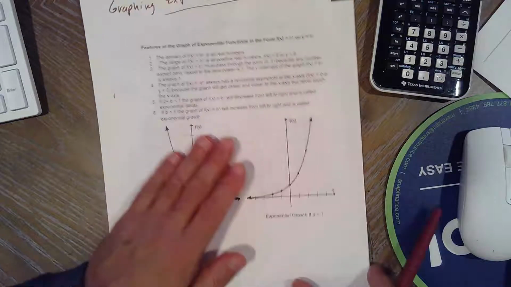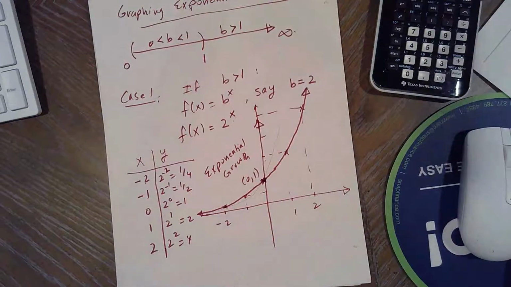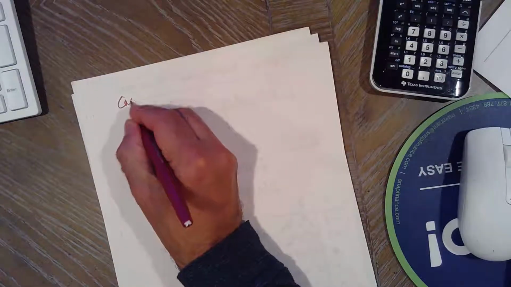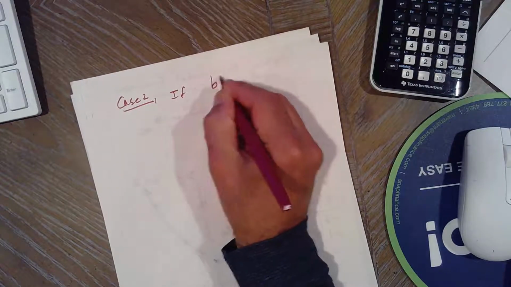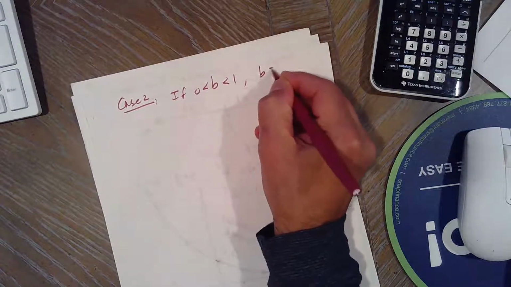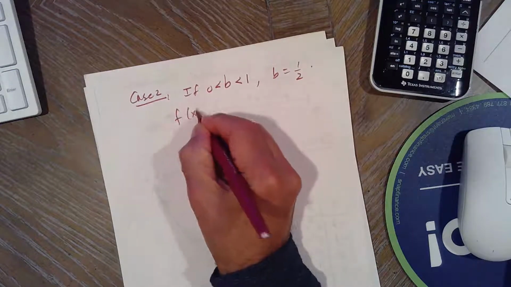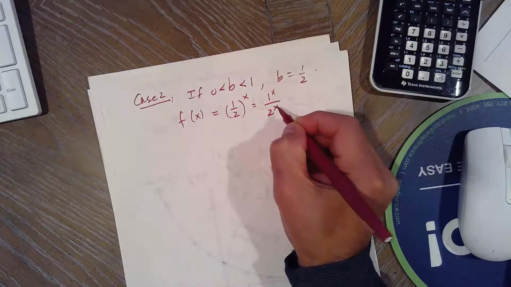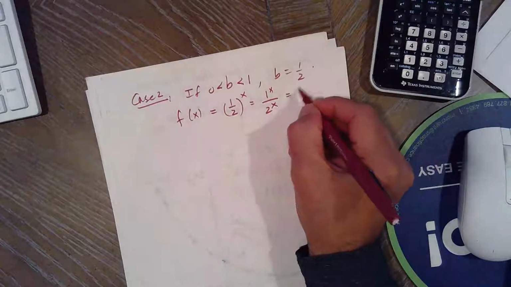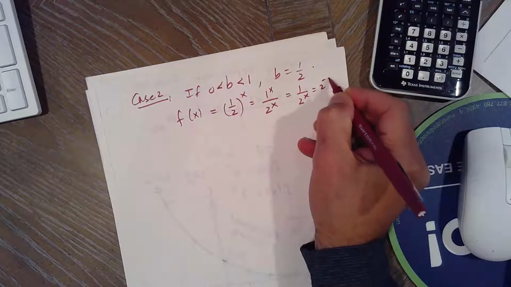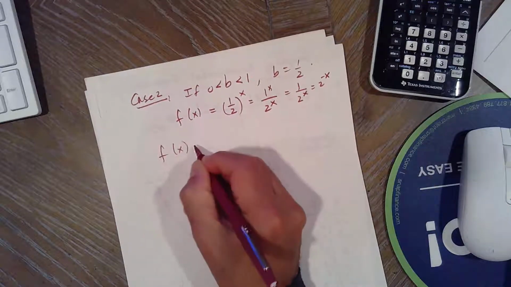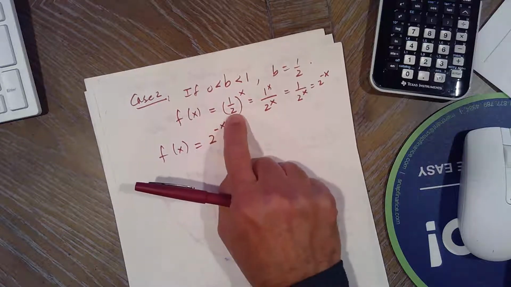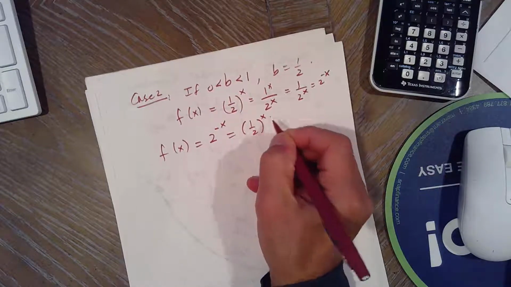So let's see the other case where the base is between 0 and 1. So case 2, if the base is between 0 and 1, again, I'll just pick 1/2 as an example, and I'm gonna graph f of x equals (1/2) to the x. Remember, this is the same thing as 1 to the x over 2 to the x, which is 1 over 2 to the x, which is the same thing as 2 to the negative x. So when we write 2 to the negative x, the base is not 2 because of the negative here, the base is 1/2. Okay, keep that in mind.